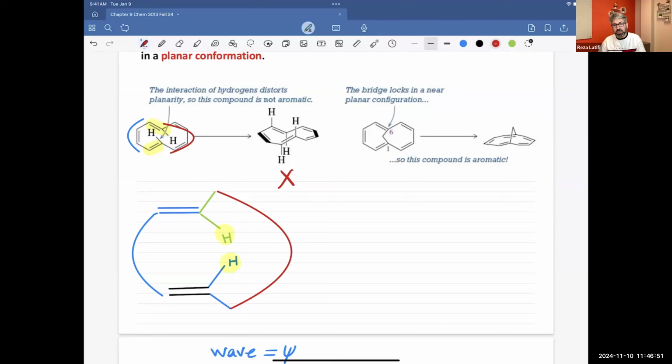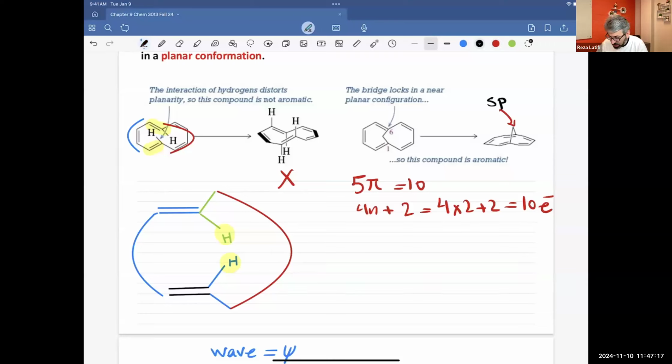But how about next one? Next one, if you look to the pi bonds, we have 5 of them. So 5 pi bonds means 10 electrons for 4n plus 2. N in this case is going to be 2. And that's going to give you 10 electrons. So is it aromatic based on number of electrons? Yes. Okay. Now, but we do have one carbon atom that has sp3 hybridization. That's not flat. Okay, this one is tetrahedral.